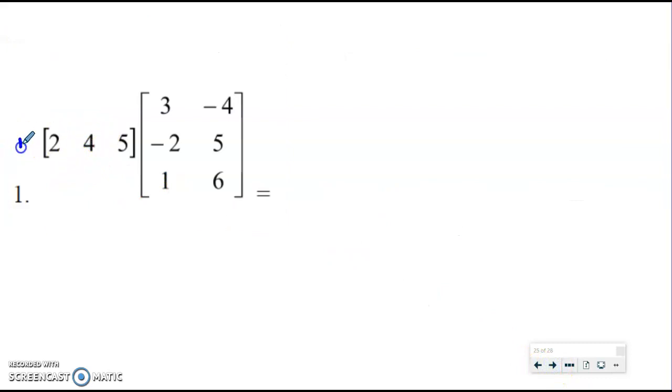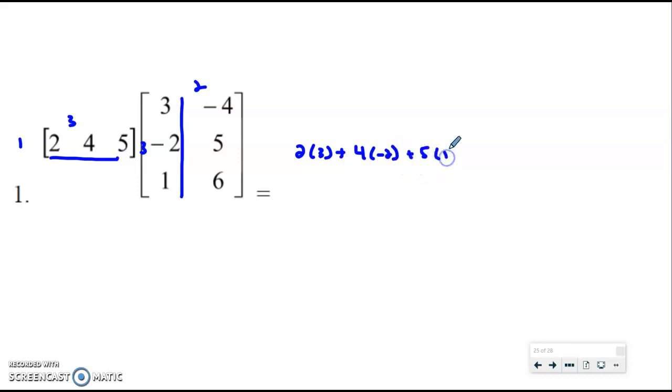In this case, I have a 1 by 3. This one is a 3 by 2, so I can multiply these together because those two 3's are the same. I'm going to take the row by the column. I'm going to take this row and multiply it by column 1. So I'm going to take 2 times 3 plus 4 times -2, and I'm going to take 5 and multiply by 1.